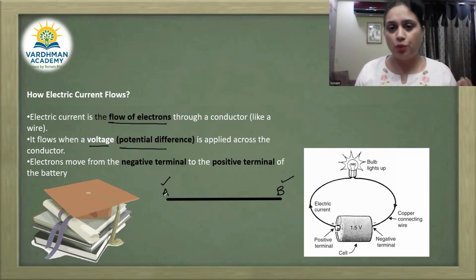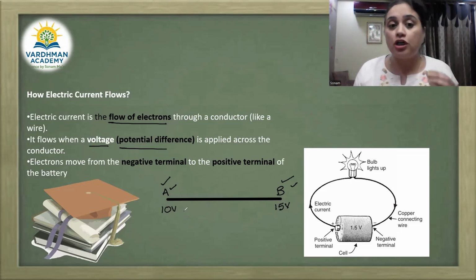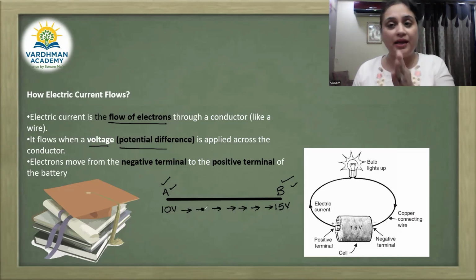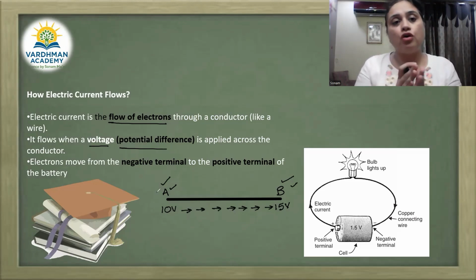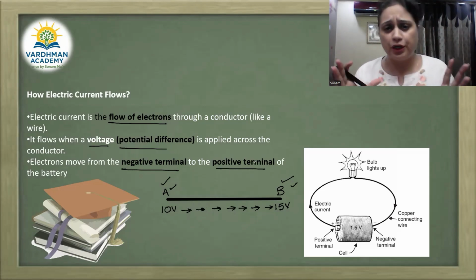So suppose there is a wire with two ends, end A and end B. Let's say the potential at end A is 10 volt and the potential at end B is 15 volt. Right? So where is the potential more? Of course, at end B. So this potential difference will help the electrons to move from end A to end B. Right? So electrons always move from the negative terminal to the positive terminal of the battery.